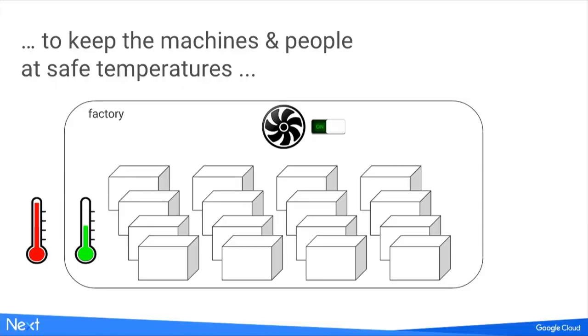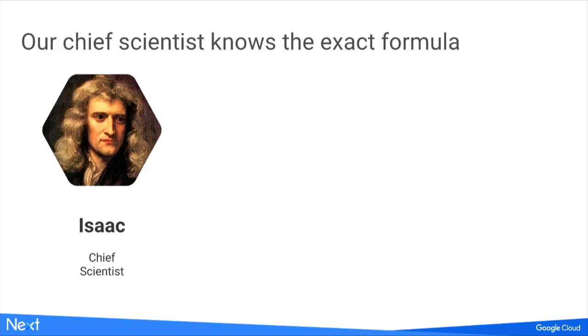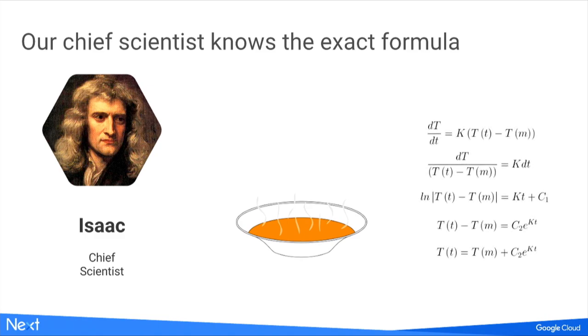We have a bunch of different machines, right? And these machines essentially heat up and cool down the factory. So we need to figure out how to keep these machines and the people at safe temperatures. What data we have is the inside temperature of the factory and the outside temperature. The reason we have that is because we went to our chief scientist, Isaac, and Isaac told us that he actually has this formula. If you know the inside temperature and the outside temperature, you do all of this math, and I'll tell you how long it's going to take a bowl of soup to cool down. Isaac says he has the exact formula, but we say, hey, Newton, hold your horses, right? We don't want to use that formula because real life is a bit more complicated than just a bowl of soup.